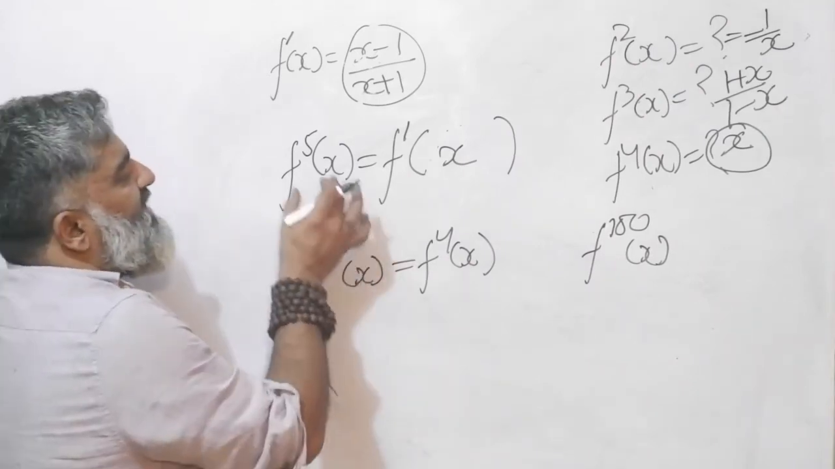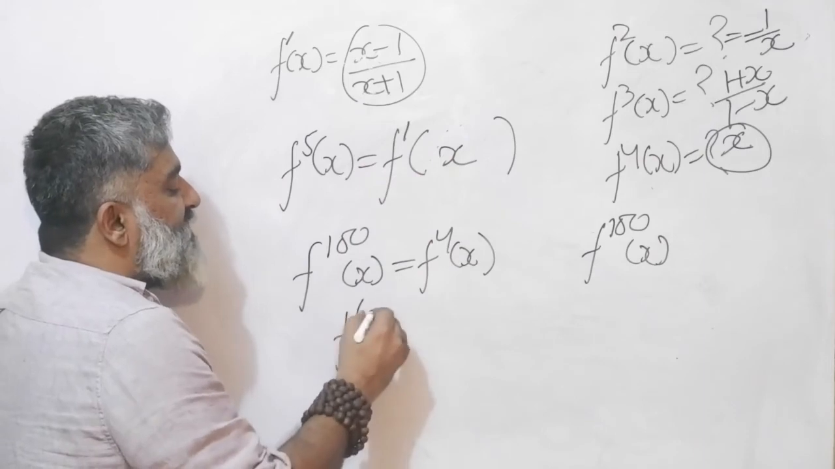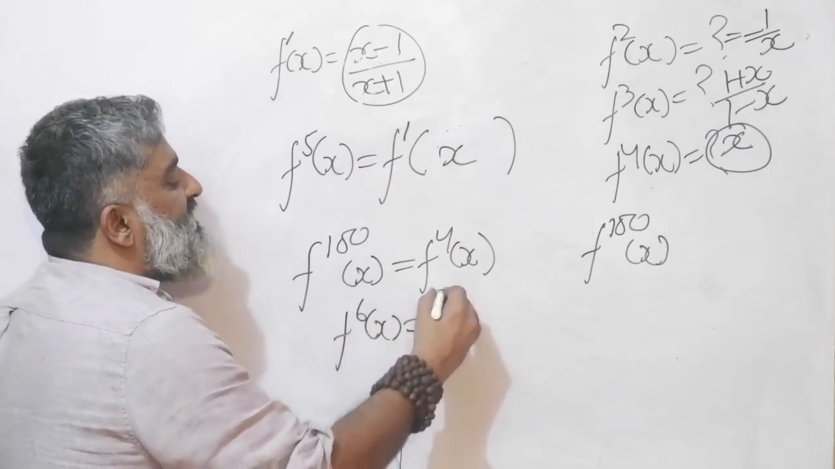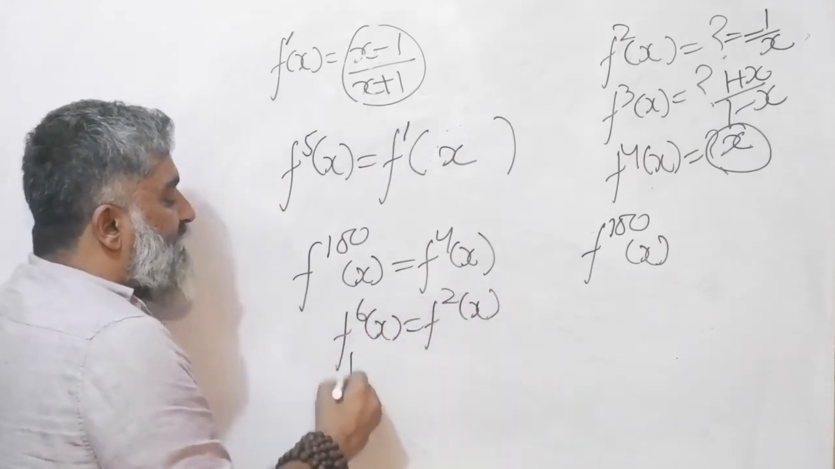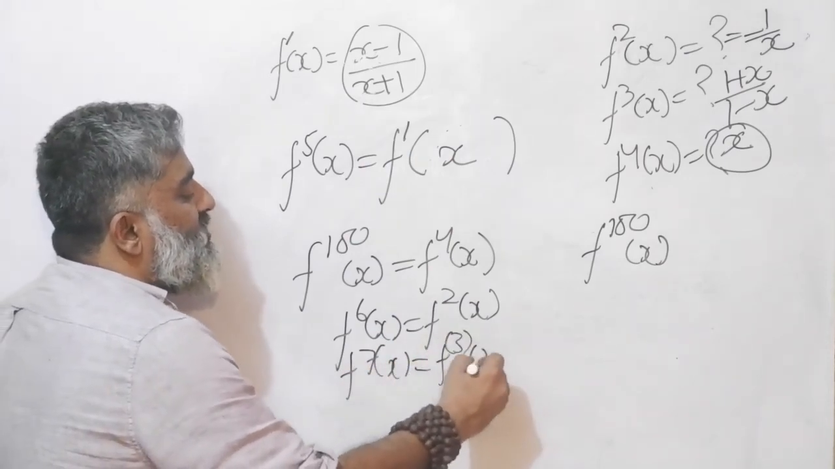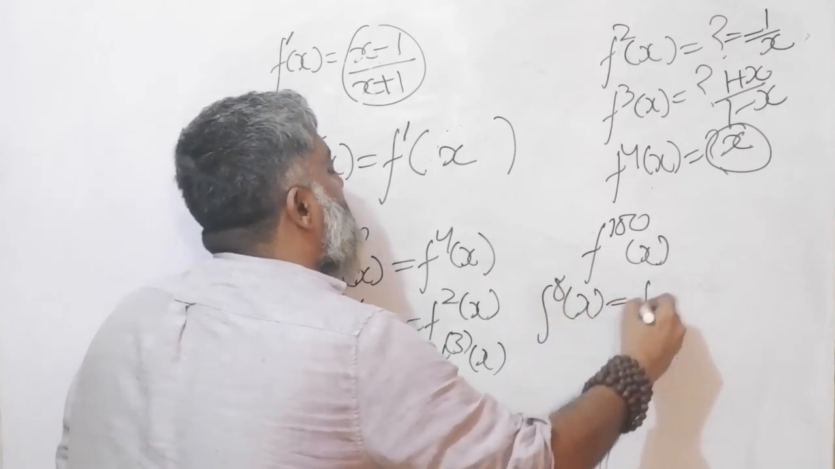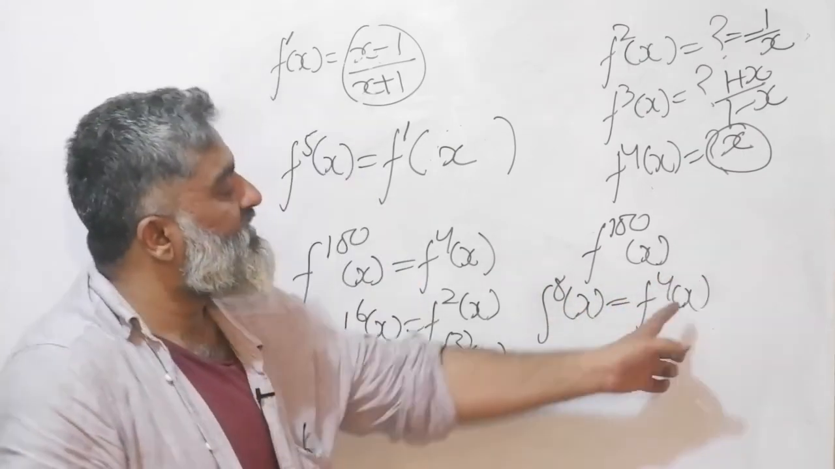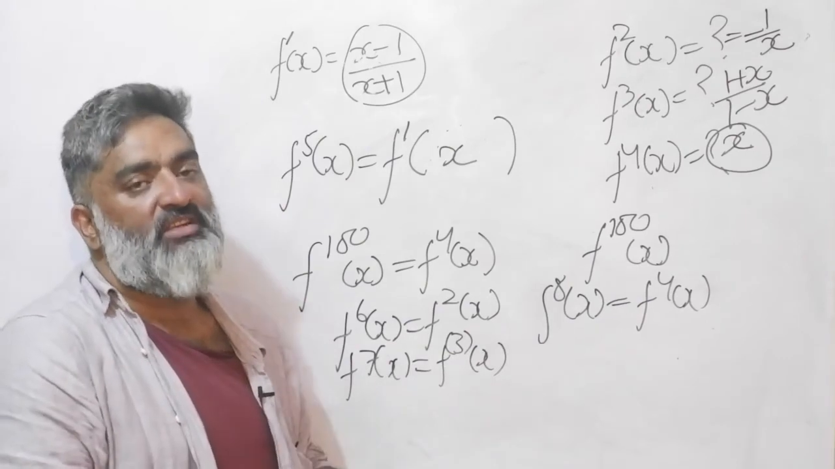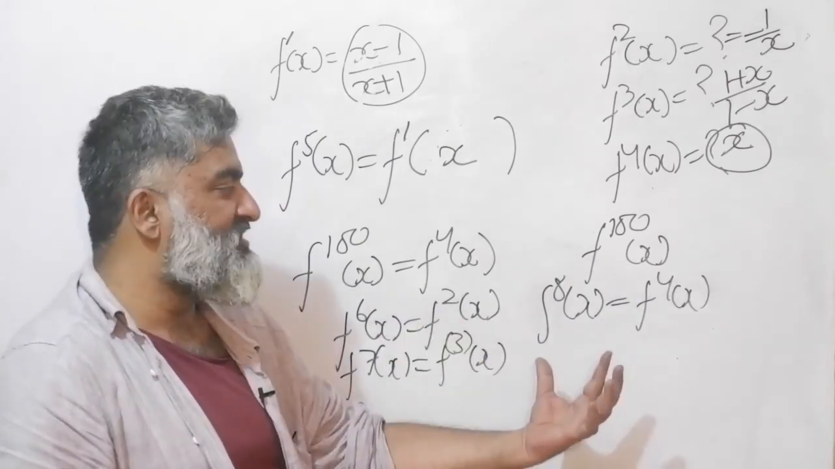Going slower, for example, I know f5 is the same as f1, so I can say f6 is going to be the same as f2. f7 is going to be the same as f3 of x. f8 of x is the same as f4 of x. So notice that after every 4 steps you are reaching the same point. Do the chapter on cyclicity and I will not have to invest any time here.